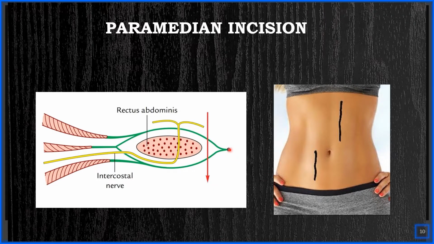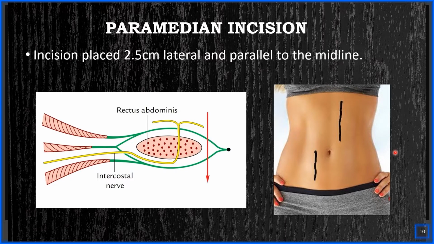You can see this is the linea alba, this is the three oblique muscles, this is the plane in which you get the nerve, this is the rectus abdominis muscle within the rectus sheath. So this is the anterior layer of rectus sheath, this is the posterior layer of rectus sheath. So what are the layers that are cut? You can see the anterior layer is cut, the posterior layer is cut, but the rectus muscle is not involved.